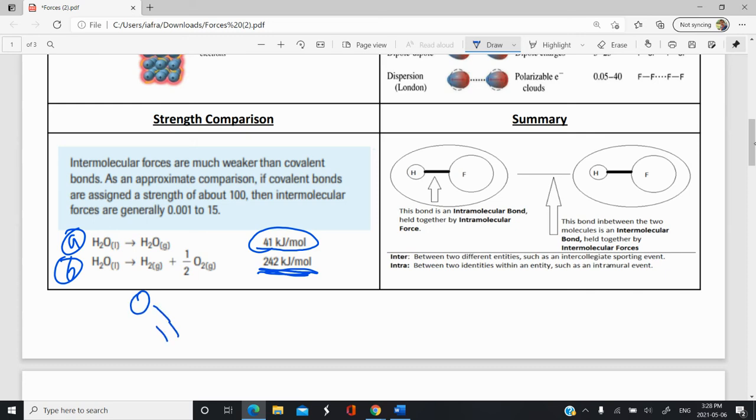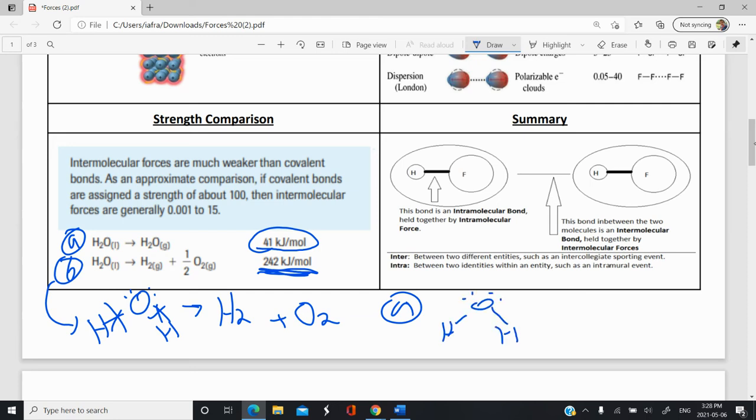So reaction B would essentially be breaking these bonds here to get H2 plus O2. It's not really balanced, but that's the idea. And reaction A would be, you have H2O molecules, and here's an intermolecular force, like that. Attraction between the O there and the H there, because they're partial positive and partial negative. And really, reaction A would be just breaking that, which is a lot weaker and doesn't require as much energy.